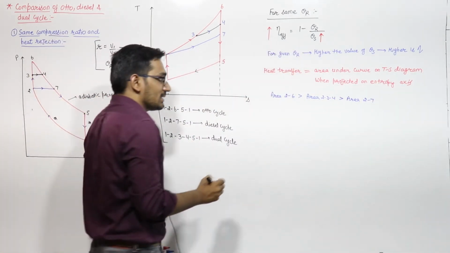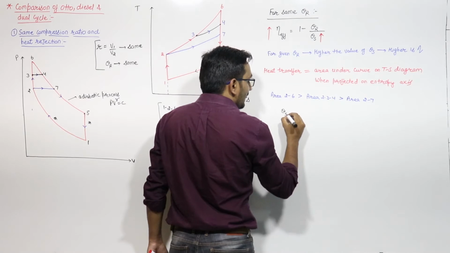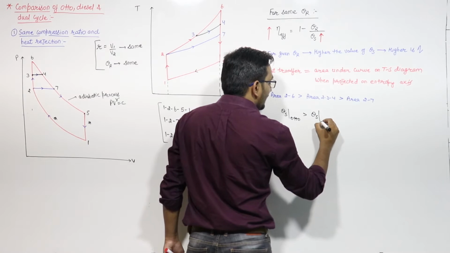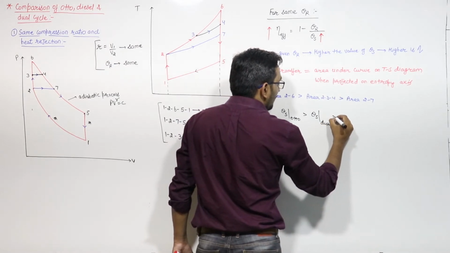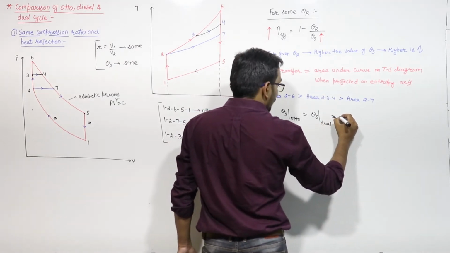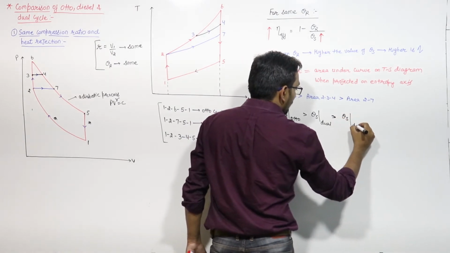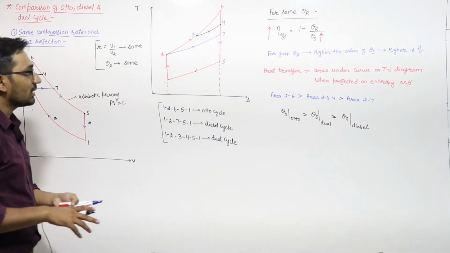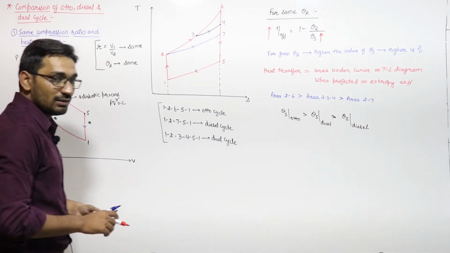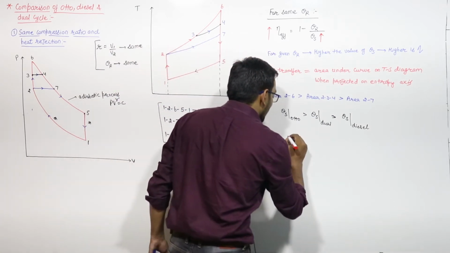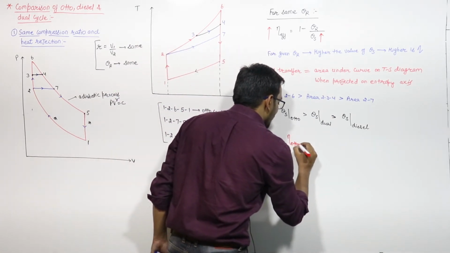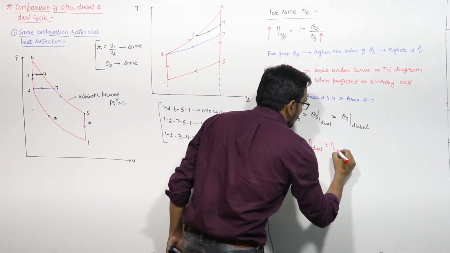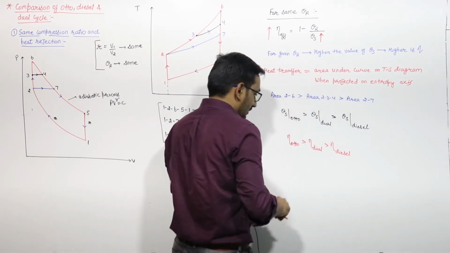That means I can write that heat addition in the Otto cycle will be more than heat addition in the dual cycle, and it will be more than the heat addition in the diesel cycle, right? This will be the relation of heat addition for the same compression ratio and same heat rejection. So from here you can write that the efficiency of the Otto cycle will be more than the efficiency of the dual cycle, and it will be more than the efficiency of the diesel cycle. Right, you can write like this.